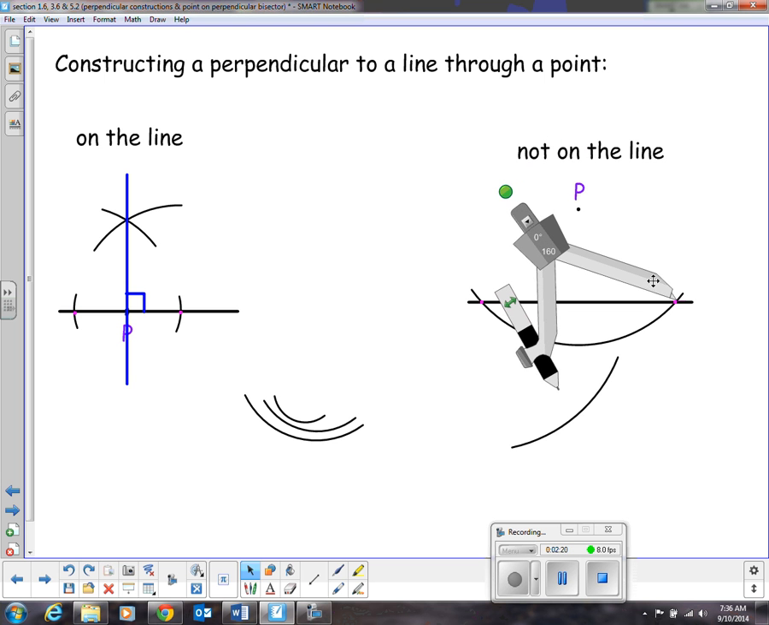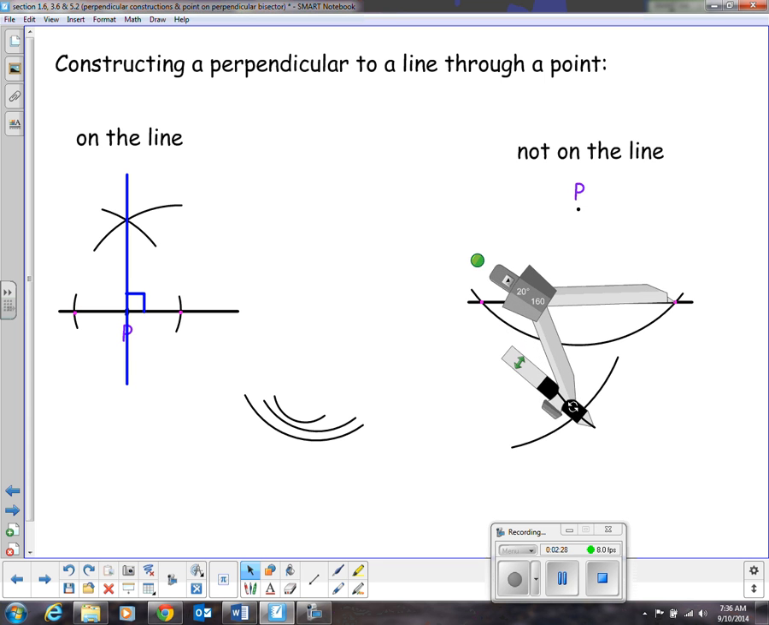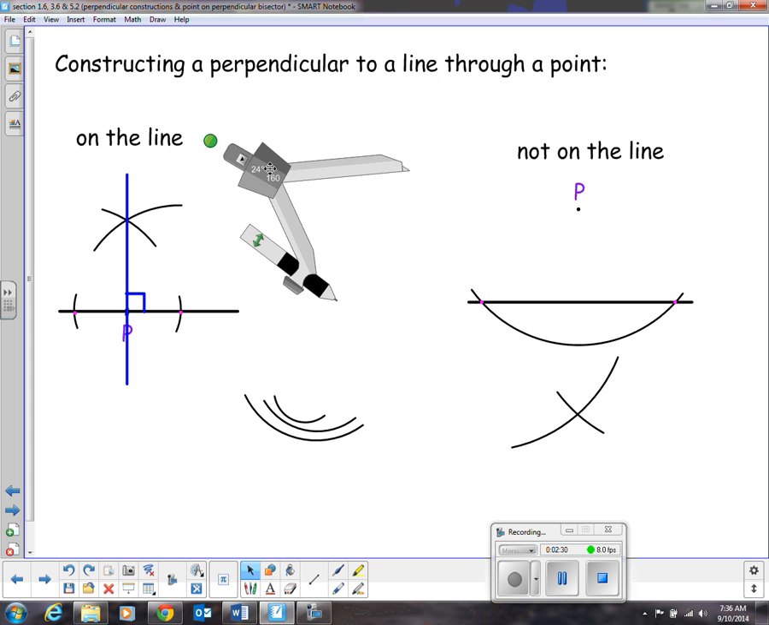Okay, so you see I'm on my other point of intersection. And what's the purpose? The goal is to intersect the arc you just made. And then you should be able to connect P to that point of intersection. And that's not a perpendicular bisector, but it is a right angle. It's a perpendicular. Bisector, because we didn't necessarily bisect. This P might not have been in the center of the segment.